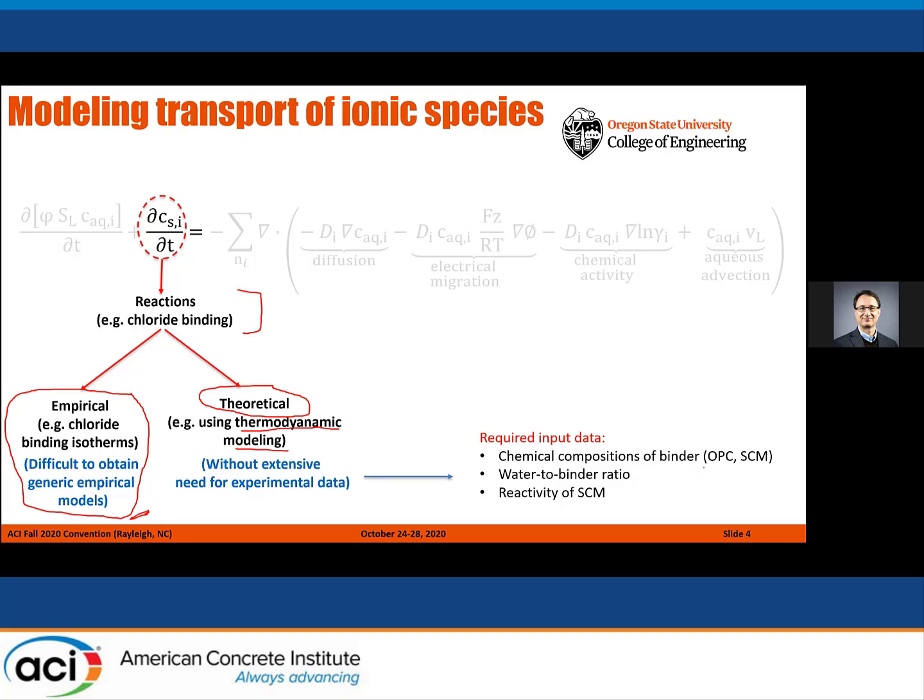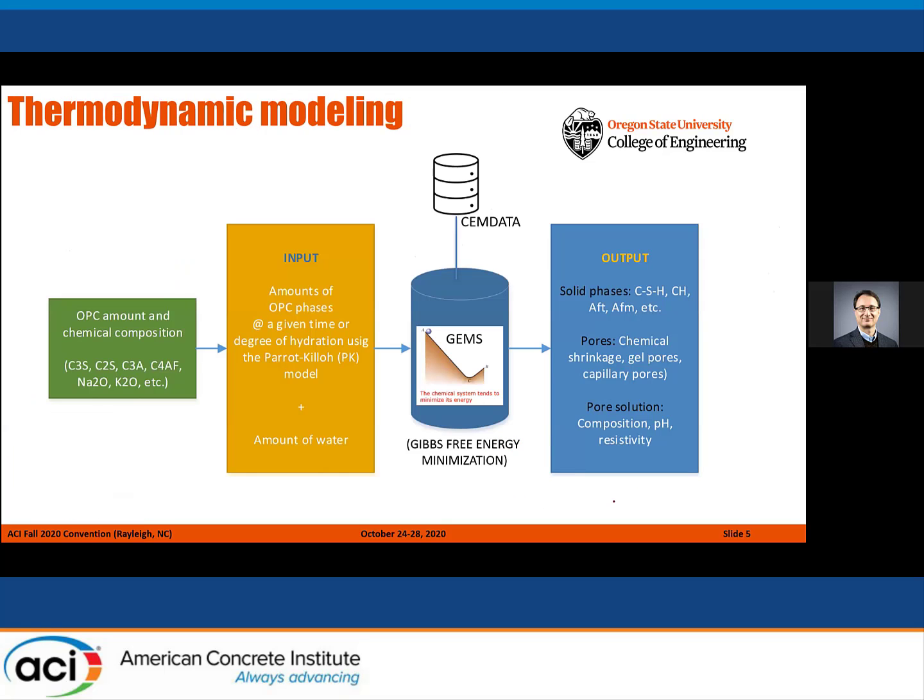So for example, you have to know the chemical composition of the OPC and SCM that you're using. Most of them are available. They come with mill certs. You have to know your water binding ratio. If you know your mixture proportions, you would know this. And you have to know the reactivity of your SCM, which is an important property, but that's also experimentally determinable. So that's something we're going to talk about.